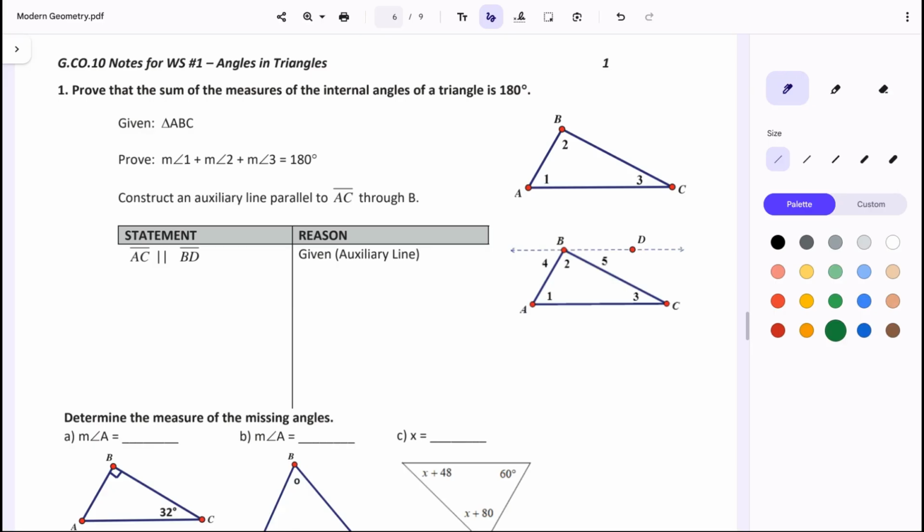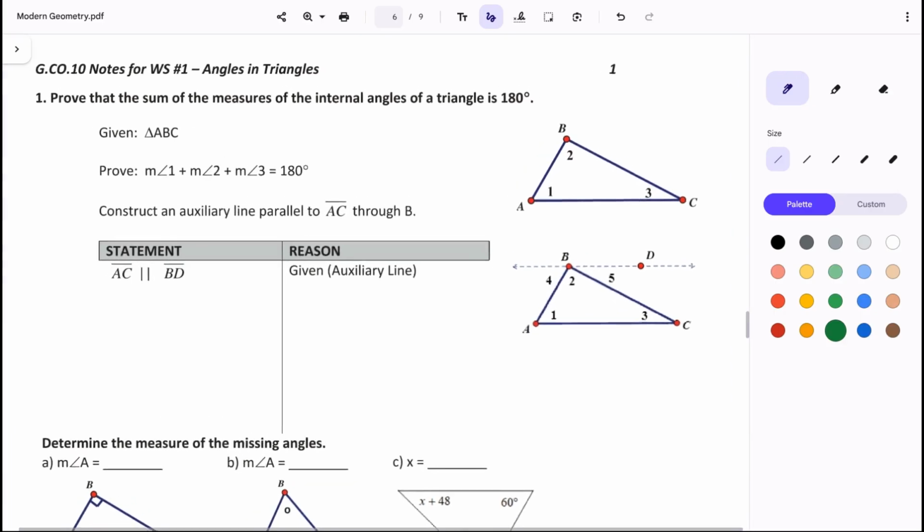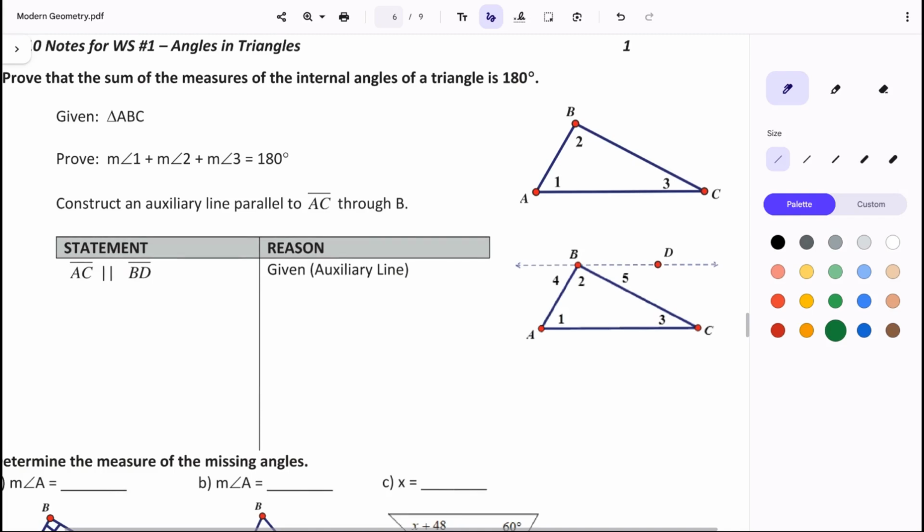Okay? So if you guys look at this first page, the first thing that we are going to start off with is a proof. But like I said, we're going to write this out together. And what we're trying to prove is that the sum of the measures of internal angles of a triangle is 180 degrees. So I want to talk about this for a little.